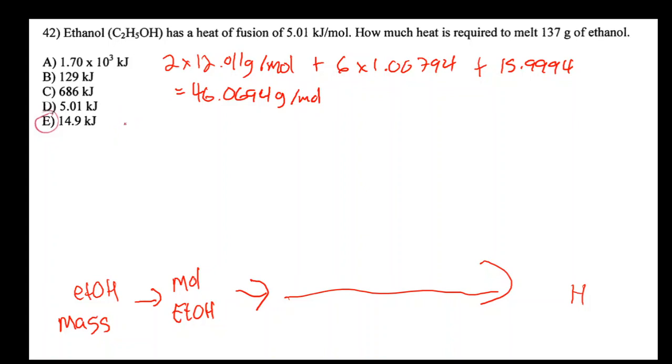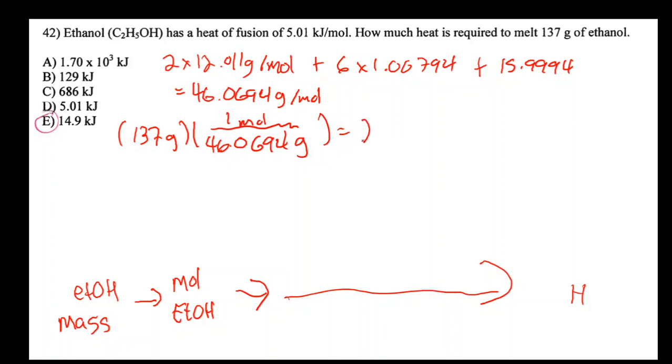So they said we had 137 grams, and then our conversion is 46.0694 grams per mole. Whoops, I'm fudging up my units here. Grams per 1 mole. And then that would be 2.97377. Don't know if you need all those, but I'll just write them down.